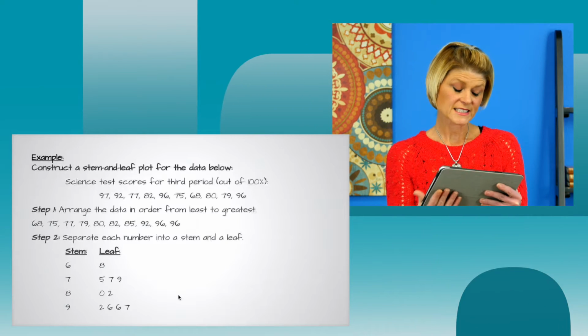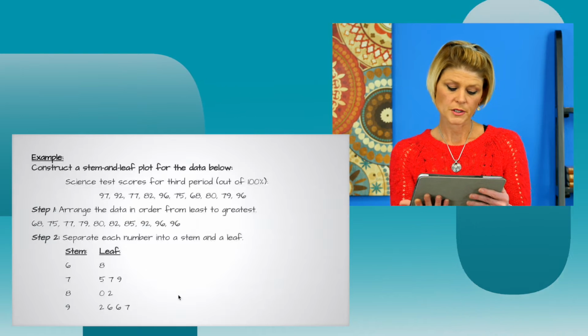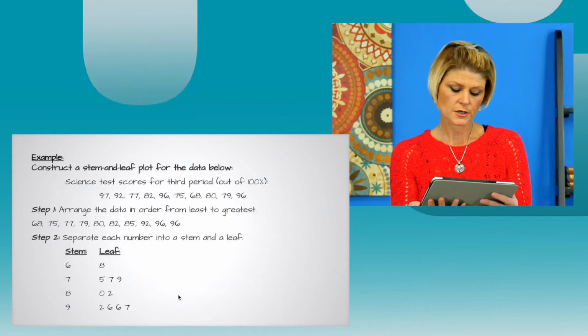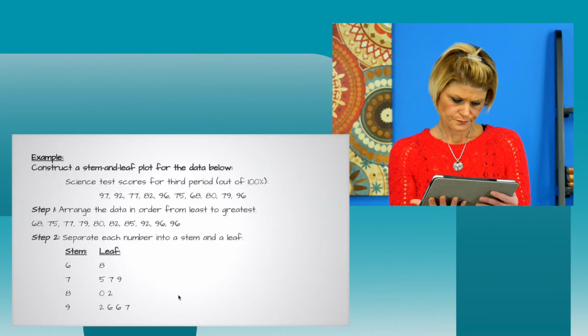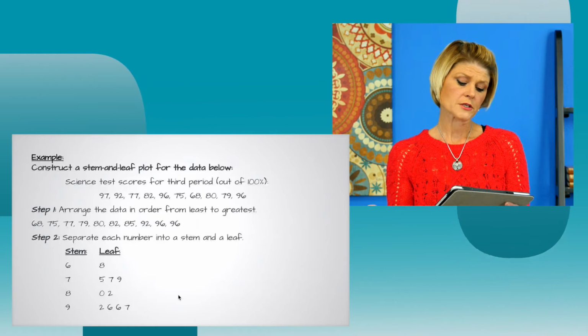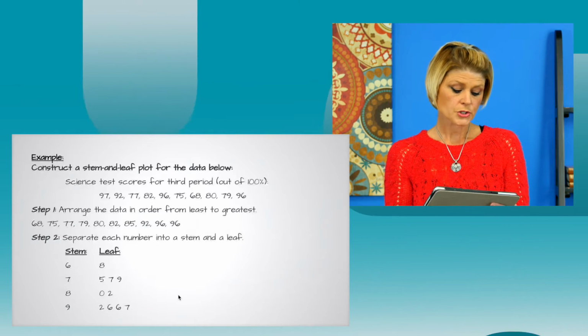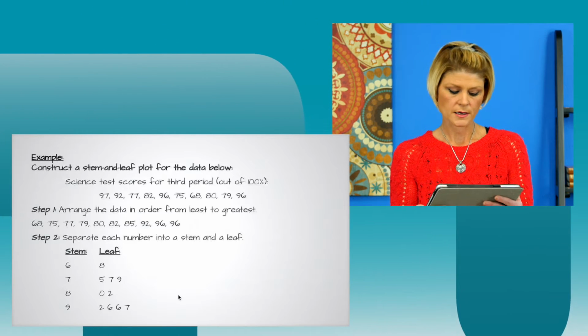Let's look at an example. It says construct a stem and leaf plot for the data below. Science test scores for third period out of 100, and you can see the scores there. They're not in order, from 97 going all the way up to 96. Step 1, we're going to arrange the data in order from least to greatest. That's pretty easy. And then step 2 is we just separate each number into a stem and a leaf.